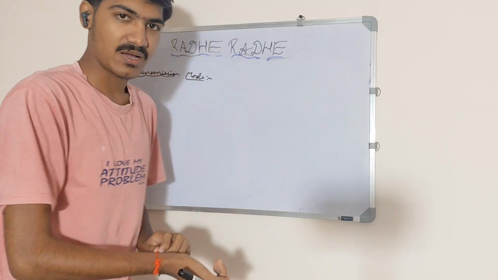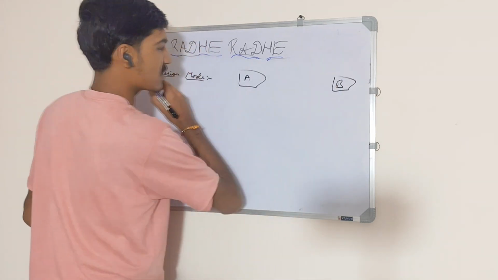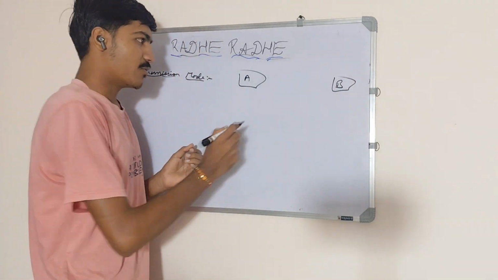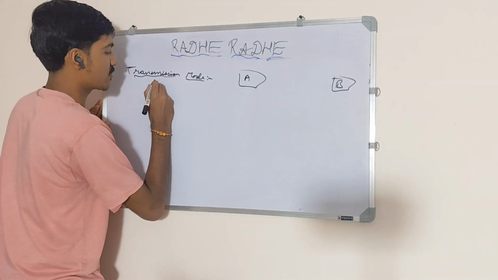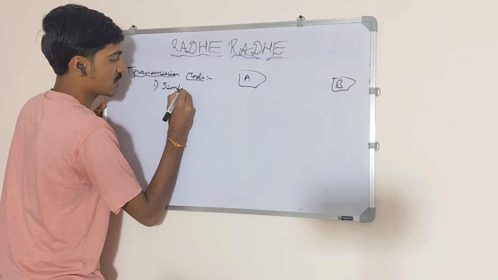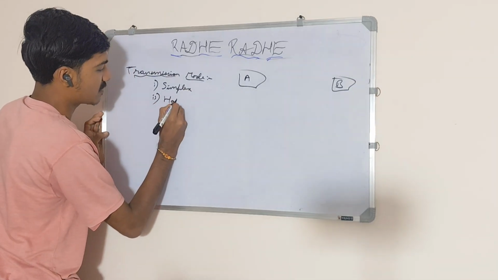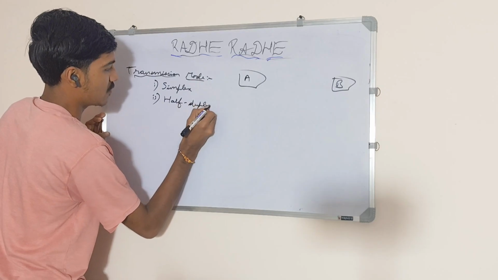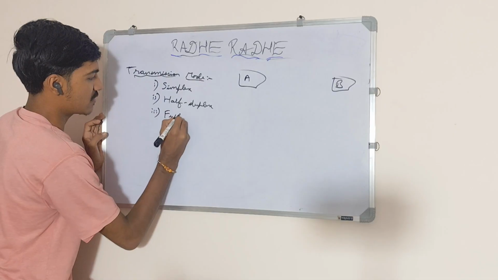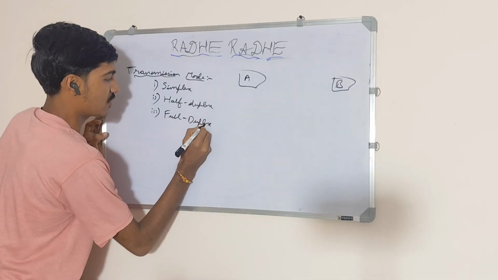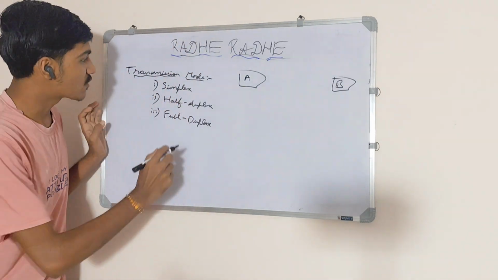Let me explain. We have device A, we have device B. Now, in transmission modes, we have three forms of transmission modes. One is simplex mode of transmission, second one is half duplex, third one is full duplex. Now, what does it mean by all this? Let me come to simplex first.